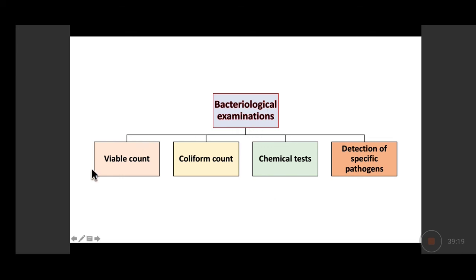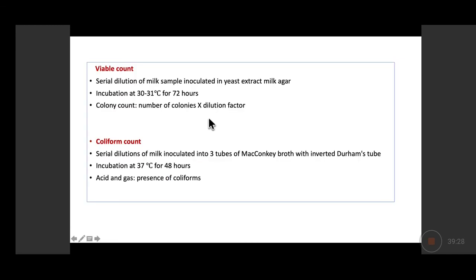Bacteriological examination can be done by a viable count, by coliform count, by chemical tests, and by the detection of specific pathogens. The viable count is the standard plate count that we perform. We serially dilute the milk sample and inoculate it in a special medium, yeast extract milk agar, and incubate it at 30 to 31 degrees for 72 hours. Next day the colonies are counted, and the total colony count is equal to the number of colonies multiplied by the dilution factor.